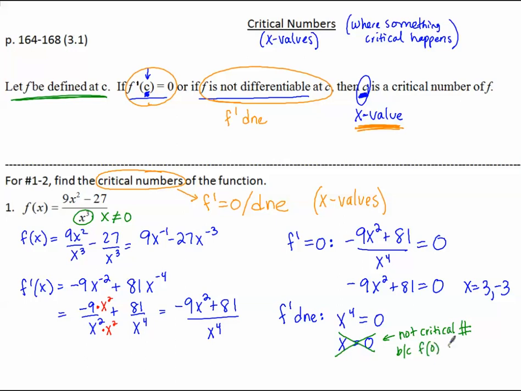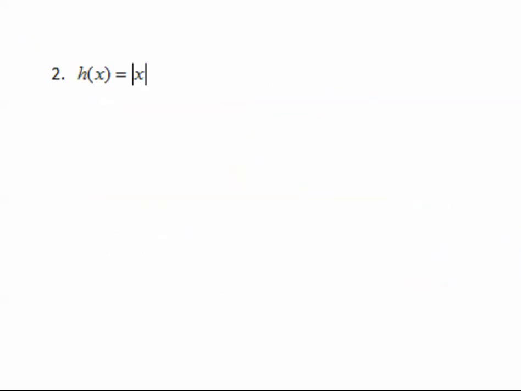F of 0 does not exist. But f of 3 exists and f of negative 3 exists. So here are our two critical numbers. Let's take a peek at another one.